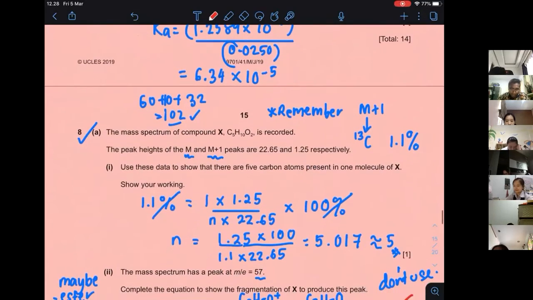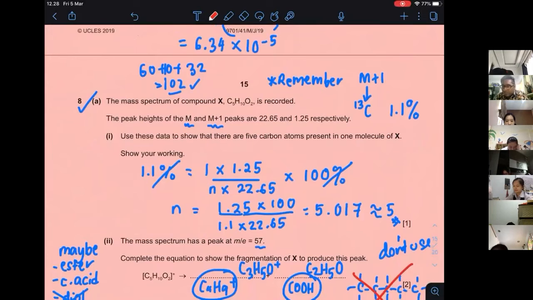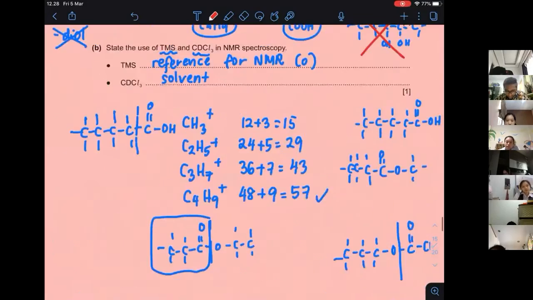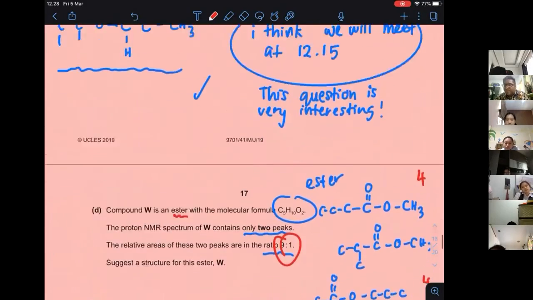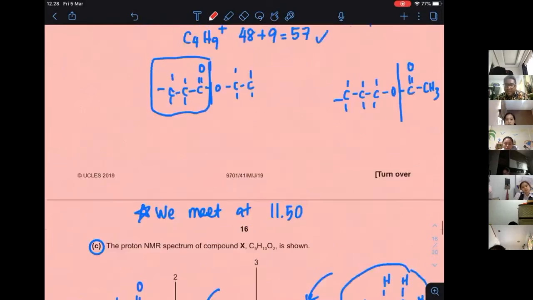So number 8. This is what I want to discuss. If you need to go for your lunch, please go, but if you want to stay here, just stay. Maybe I will take less than 15 minutes for this. It is very important.